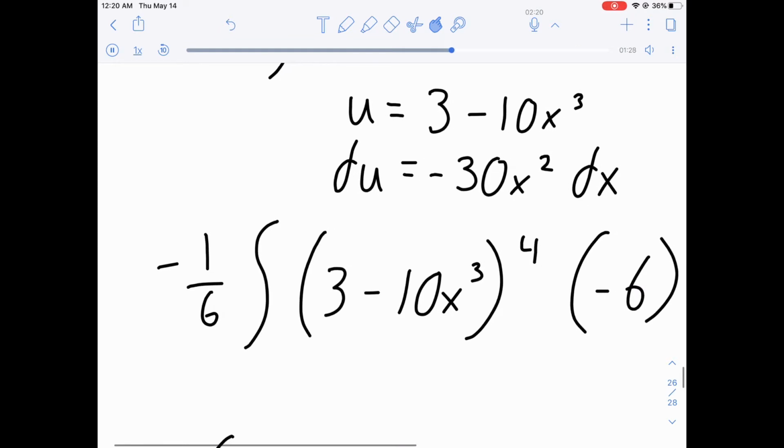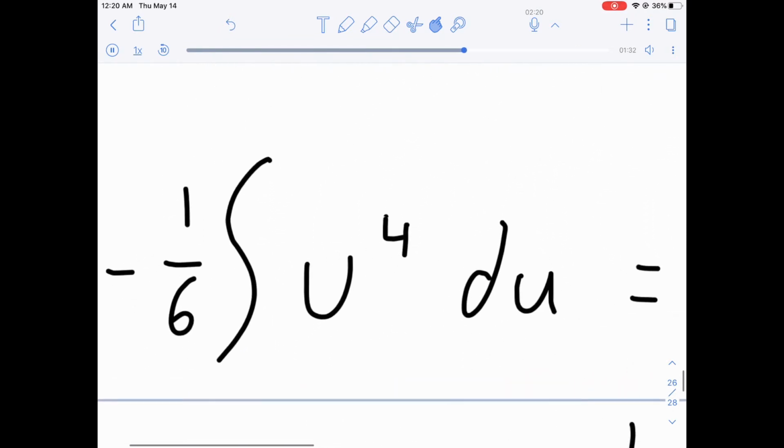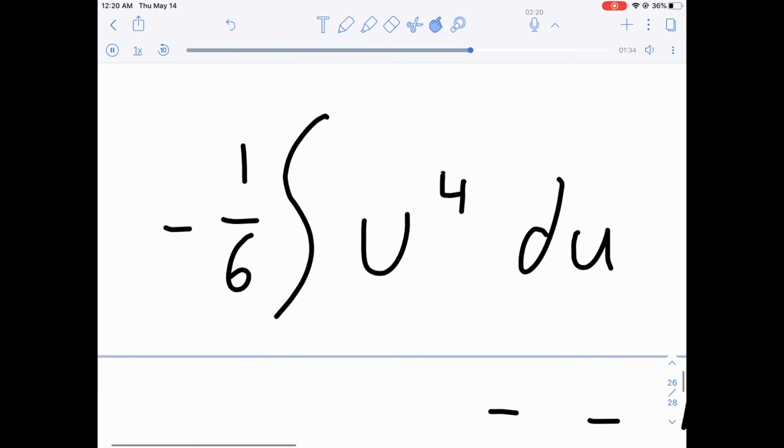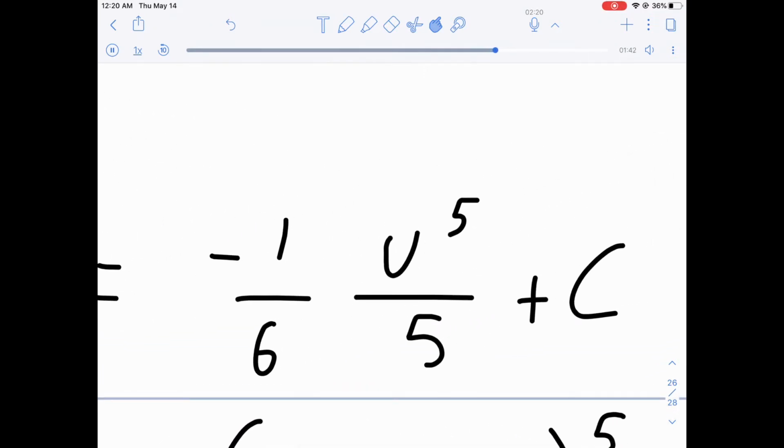And so we're then going to replace 3 minus 10x to the third with our u, like we did in the last problem, to get negative 1 over 6 u to the fourth du. And now we're going to take the antiderivative of that u to the fourth. And we're going to get negative 1 over 6 u to the fifth over 5 plus c.